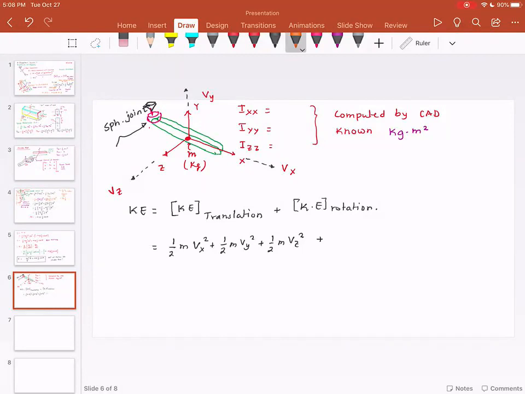Plus, the kinetic energy in rotation is 1/2 Ixx omega x square plus 1/2 Iyy omega y square plus 1/2 Izz omega z square. So now you have the expression needed for kinetic energy. Please note, this is a three-dimensional equation. You are going to have Vx, Vy, Vz, representing the translational motion about X, Y, and Z, and omega X, omega Y, and omega Z, the rotational motion about X, Y, and Z.